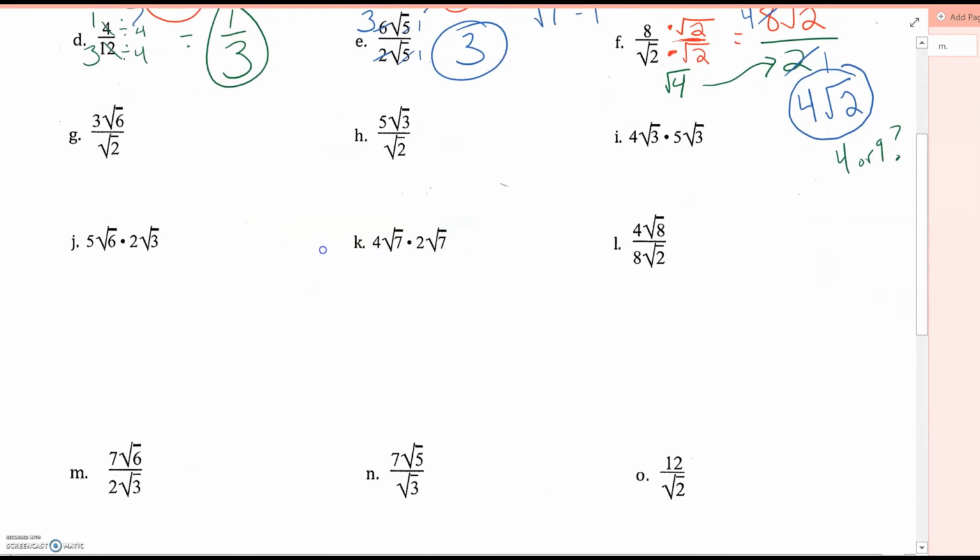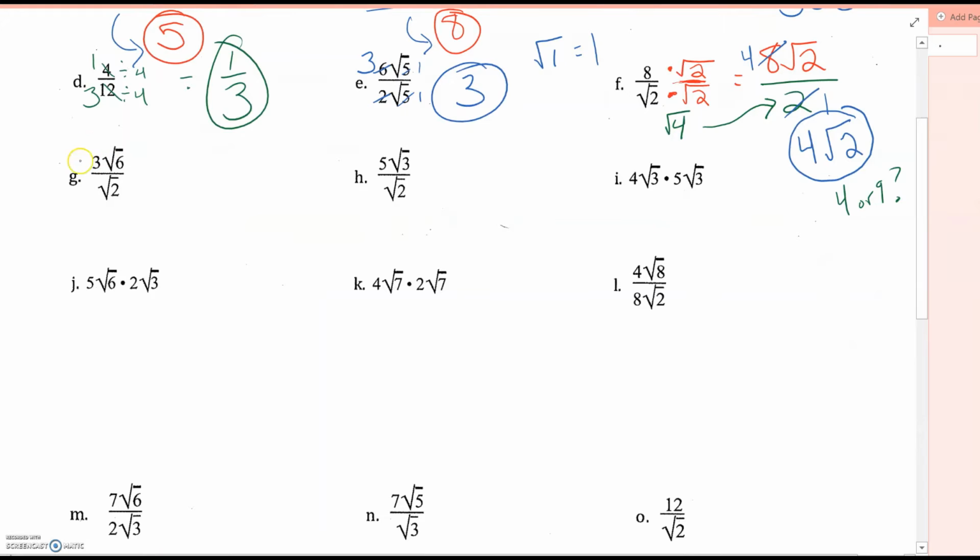Okay, so for letter G here, I've got the 3. That's the only thing on the outside. Can't really do anything with it. I've got 2 numbers underneath the square root, so I'm going to ask myself, can I simplify first? So 6 over 2, I can divide both of those by 2 to get a 3 in the top, 1 on the bottom. So at the top, I would have 3 square root of 3. At the bottom, I'm just left with a square root of 1.